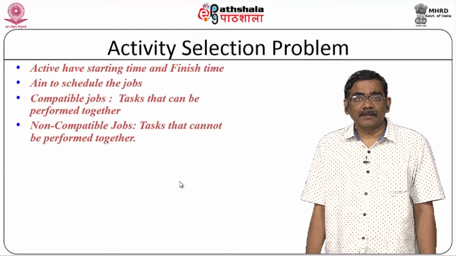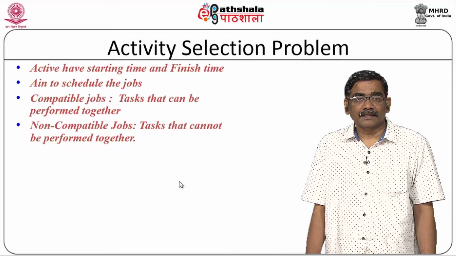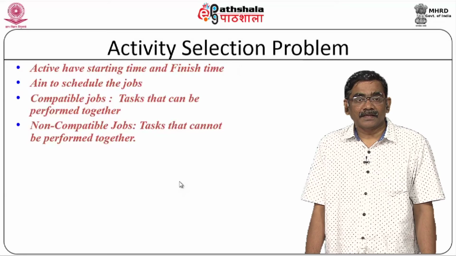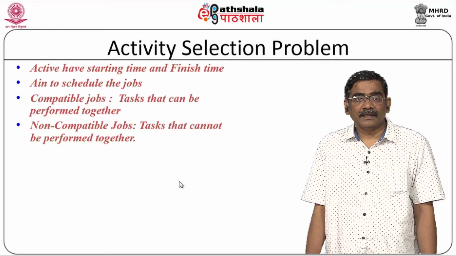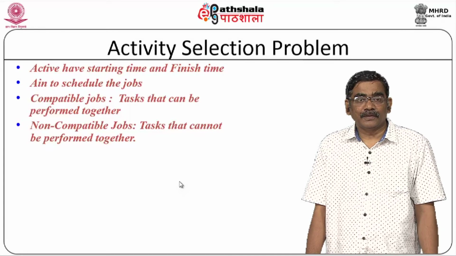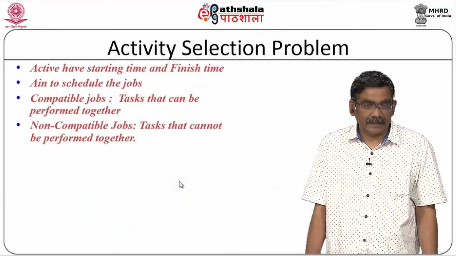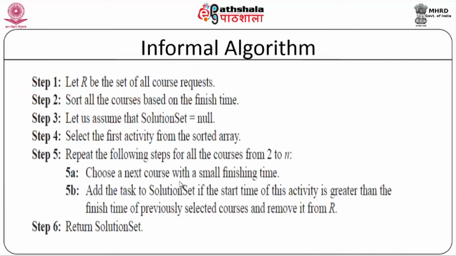This is the third type of scheduling problem. So, here we are considering the sub interval. That means we have a start time and finish time. So, compatible jobs are the tasks that can be performed together, and non-compatible jobs means tasks that cannot be performed together. So, the logic is very simple.